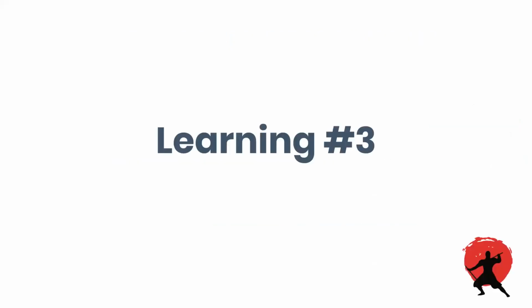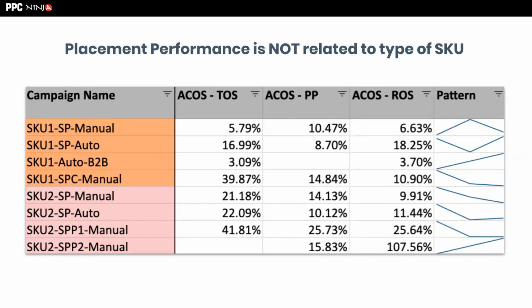Learning number 3 is that placement performance is not related to the type of SKU. Why this is an important learning is because people tend to think that a certain type of SKU does better at the top of search, whereas a different type of SKU might do better on a different placement like rest of search or product pages. But what we found is that it's not related to the SKU, but to the campaign and the campaign type. So here's what I mean.